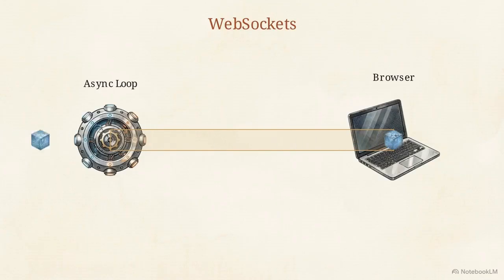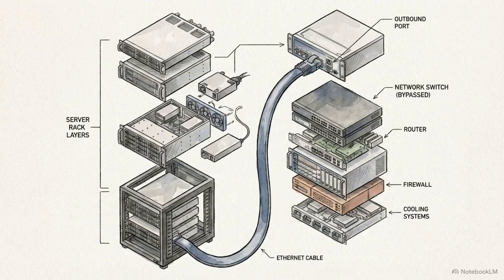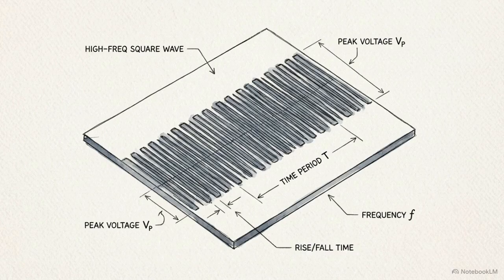The browser stops asking for updates. Instead, the server pushes the data down an open pipe the exact millisecond it arrives from the hardware. Combining an asynchronous Python backend with a persistent WebSocket pipeline completely strips out the network overhead. The server pushes data to the user at the exact speed the hardware collects it.